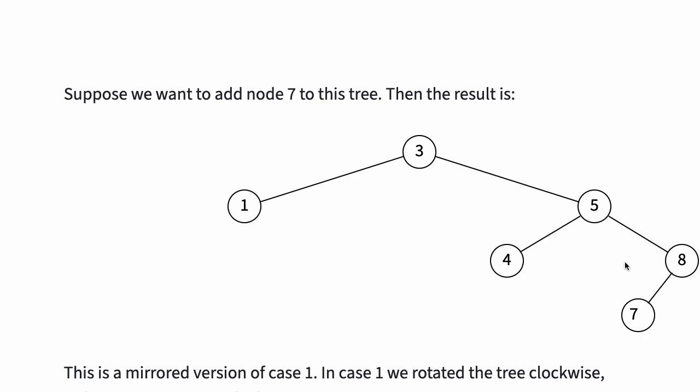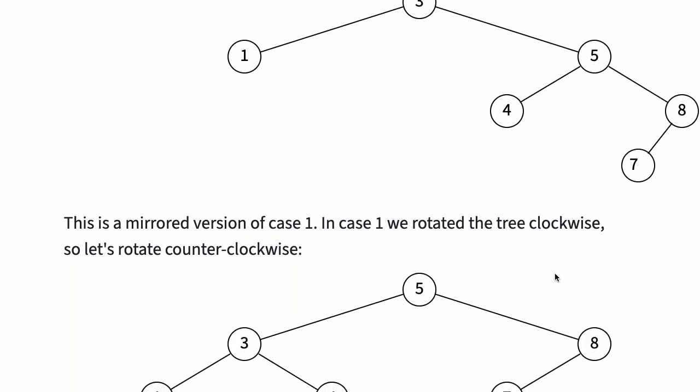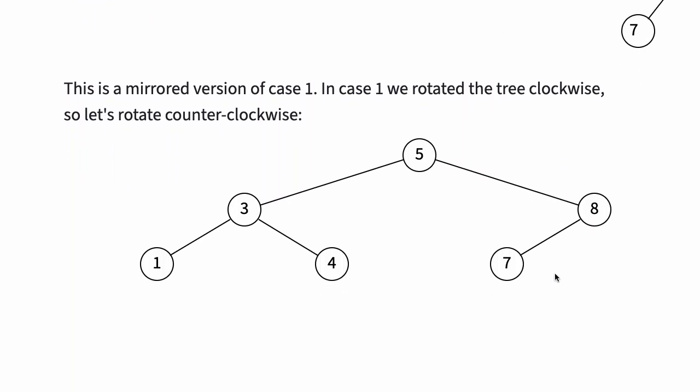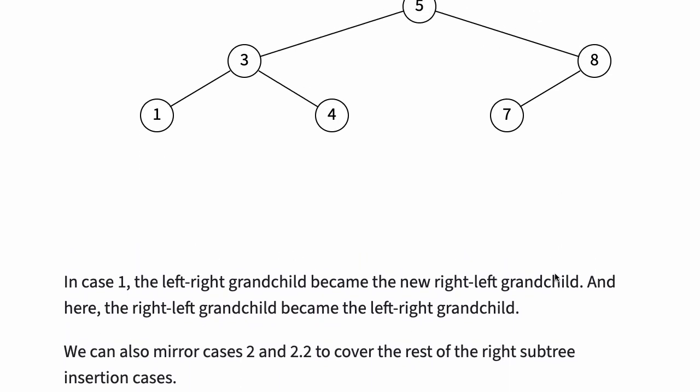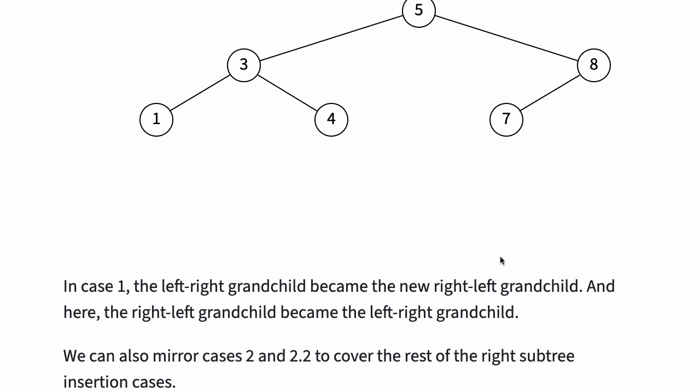This is a mirrored version of case 1. In case 1, we rotated the tree clockwise. So let's rotate counterclockwise. In case 1, the left-right grandchild became the new right-left grandchild. And here, the right-left grandchild became the left-right grandchild. We can also mirror cases 2 and 2.2 to cover the rest of the right subtree insertion cases.